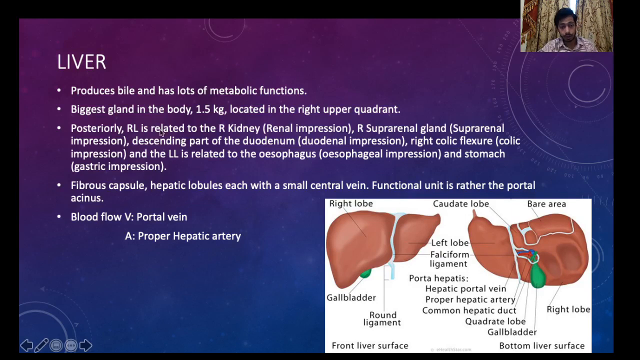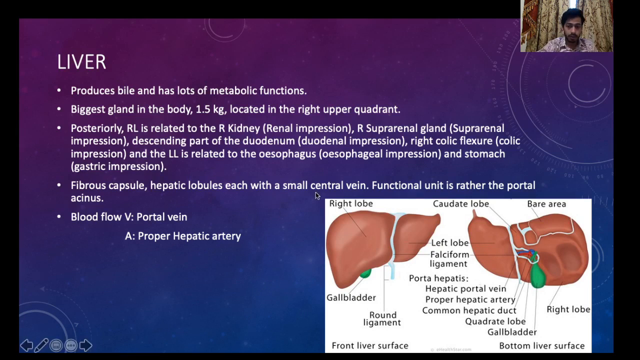So posteriorly, the right lobe of the liver. So this is your right lobe, and this will be related to the kidney. So you'll have the renal impression here, and also the suprarenal gland, because the right suprarenal gland sits just above the kidney. And also you will get this bottom liver surface here, just underneath the renal impression, you would have the duodenal impression for the superior aspect of the duodenum, which is the first part of the duodenum, and you'd also have the right colic flexure and the colic impression.